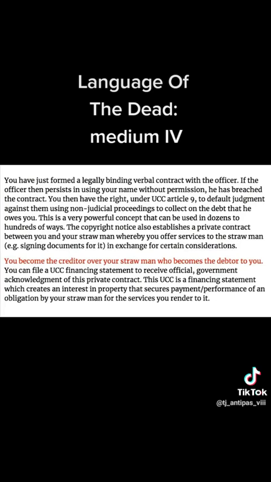The copyright notice also establishes a private contract between you and your straw man whereby you offer services to the straw man, for example, signing documents for it, in exchange for certain considerations. You become the creditor over your straw man, who becomes the debtor to you. You can file a UCC financing statement to receive official government acknowledgement of this private contract. This UCC financing statement creates an interest in property that secures payment or performance of an obligation by your straw man for the services you render to it.